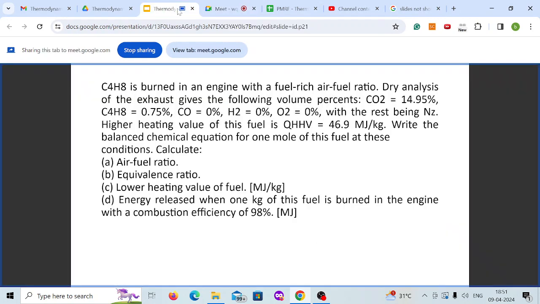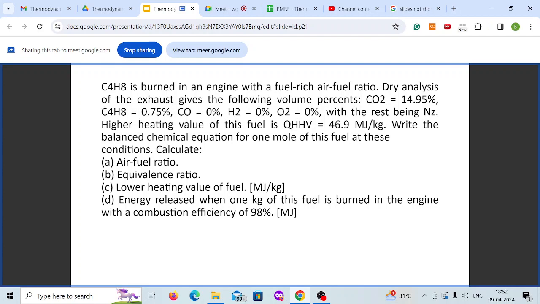So the next question is: you have C4H8 which is burned in an engine with a fuel-rich air-fuel ratio. Dry analysis of the exhaust gives the following volume percent: CO2 is 14.95%, fuel is 0.75%, CO is 0%, H2 is 0%, oxygen is 0%, with the rest being nitrogen, N2.